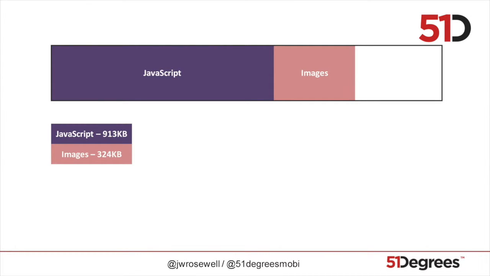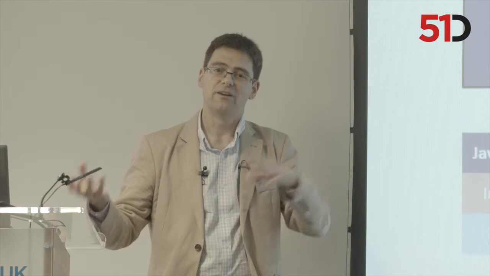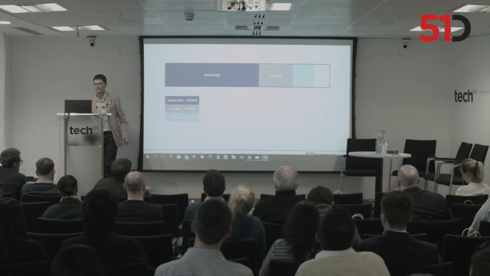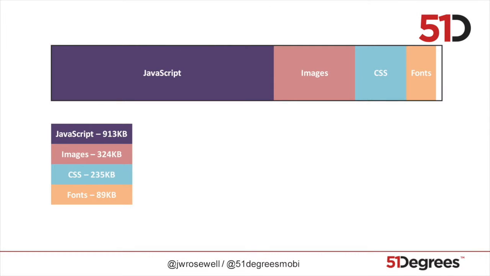324 kilobytes is made up of images. That's not too bad. But then 235k of CSS. CSS is the stuff that controls the layout. That's where all the magic happens, whether things appear underneath each other or they've got rounded borders or the colour and things like that. That's what that's doing for you. And then you have fonts, 89k of fonts.